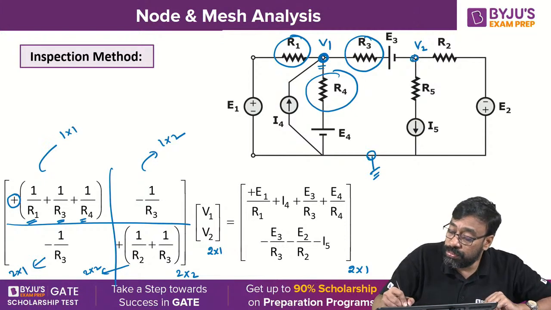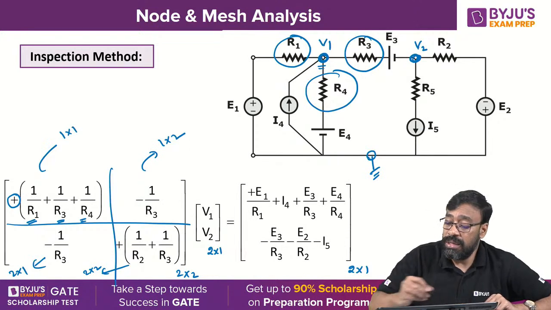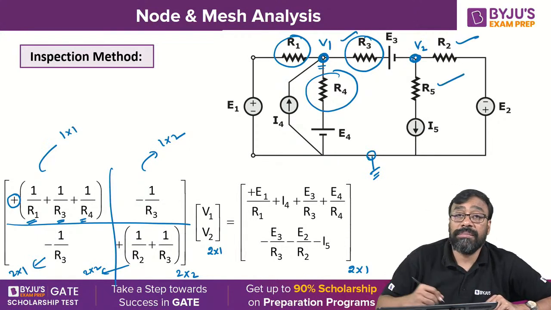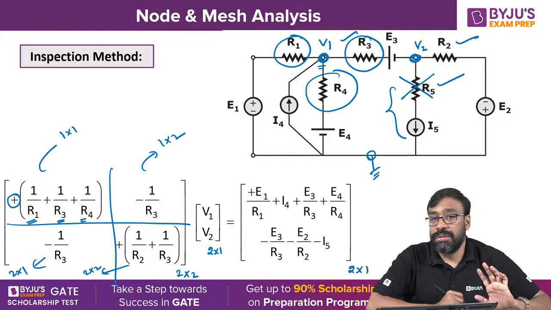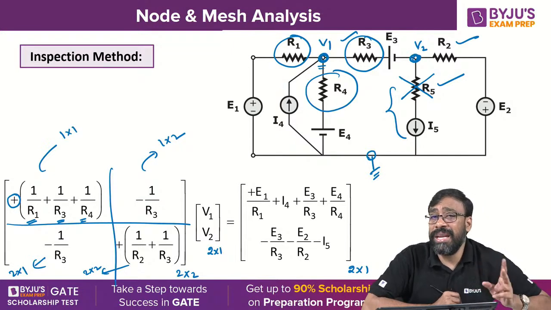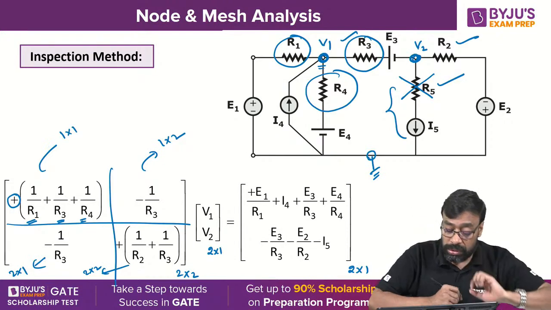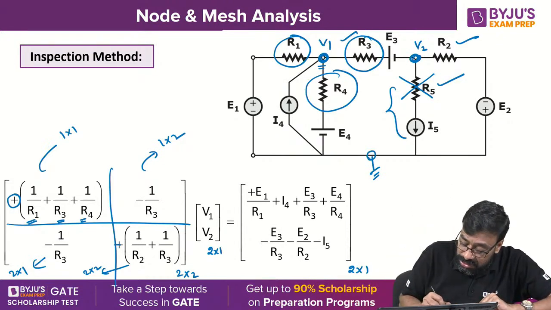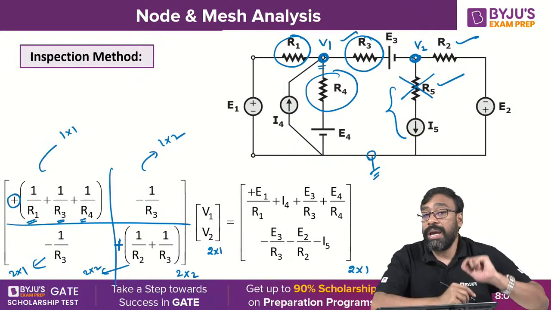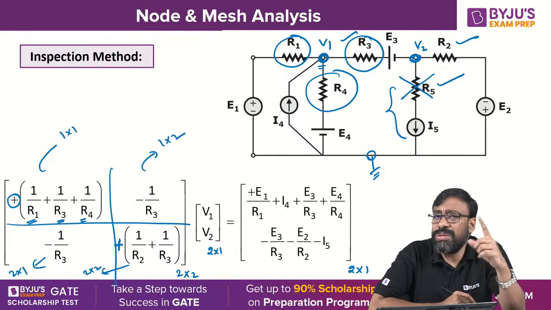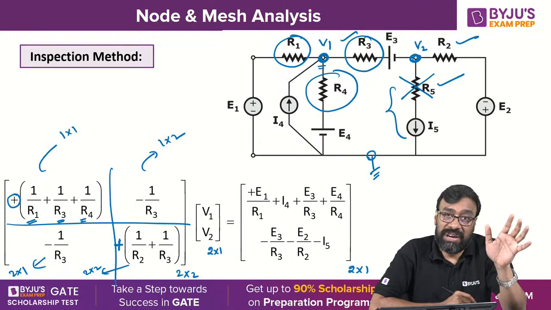Okay. At node 2, how many resistive elements are connected here? R2, R3 and R5. But you should neglect this R5 because it is in series with what? A current source. Neglecting that resistive element, how many remaining are there? Only two. That is R2 and R3. The sum of conductances at node 2 will be the 2-2 element, that is a positive sign, again the predefined sign. Here the positive sign is taken as the predefined sign. You understand? Okay. In the case of mesh analysis, the negative sign was taken as the predefined sign. In the case of node analysis, the positive sign is taken as the predefined sign.